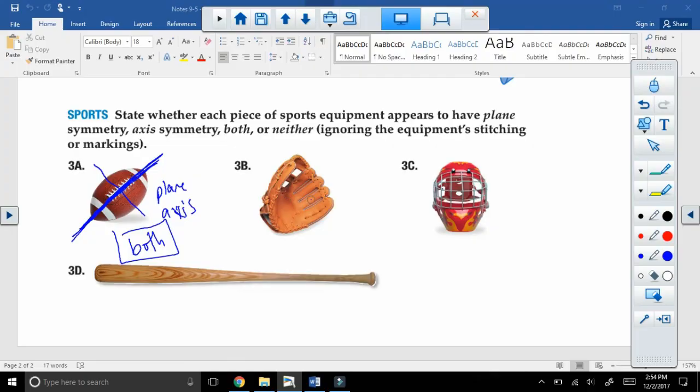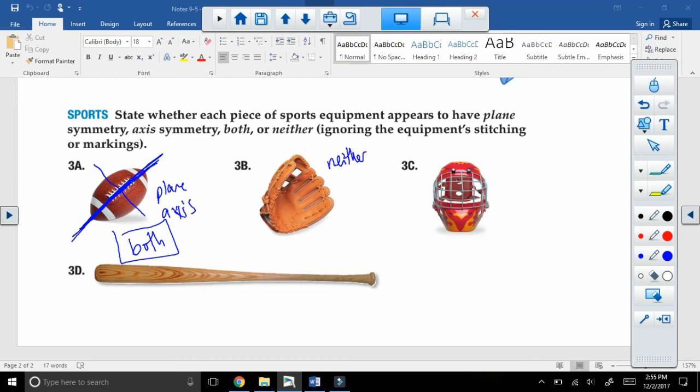88 yards! For this glove, because of the thumb, it wouldn't have plane symmetry, because if you split it this way, then you have the fingers on one side and the opening on the other. If you tried splitting it this way, again, you have the thumb on one. So it would not have plane symmetry. It wouldn't have axis symmetry either. So I could say that this one is neither.